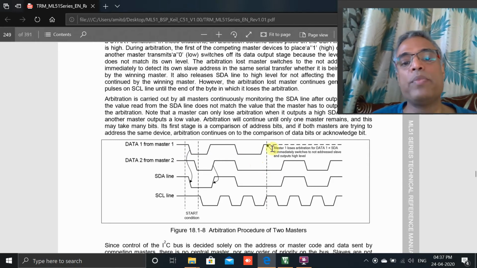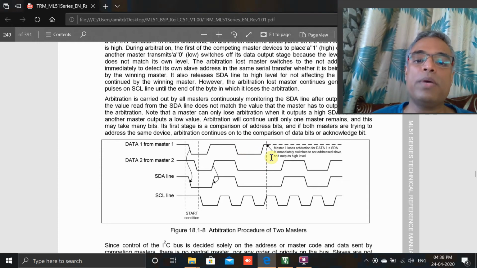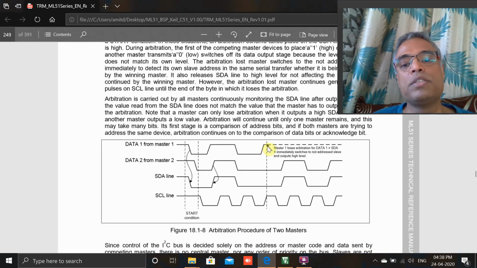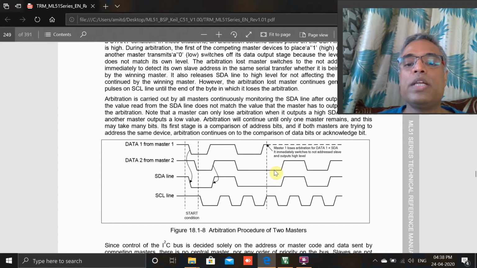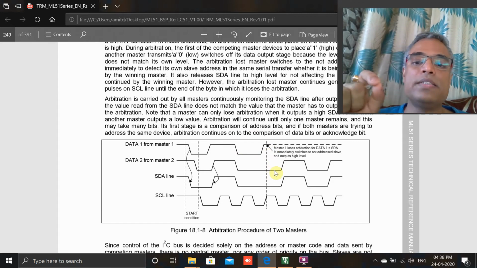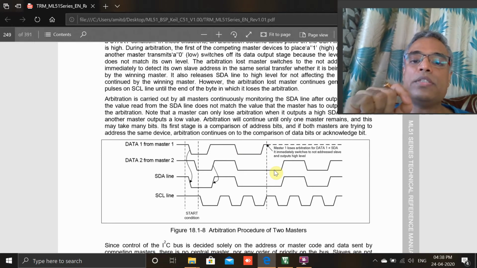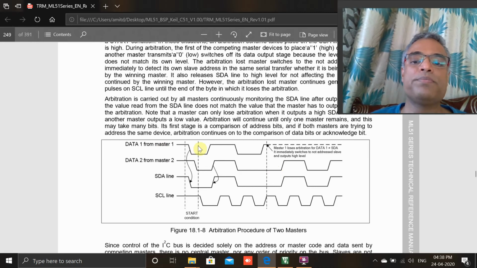So how does that happen? Every master is also reading what it is putting out on the bus. If it puts out a 0 and it gets a 0, it says okay, no problem. Now in this case the master is putting out a 1, but because 0 is dominant, it will continue to see 0. It knows that it has put out a 1 but it is receiving a 0. At that point it knows that it has lost arbitration. Now at this point, master 1 will release the bus.